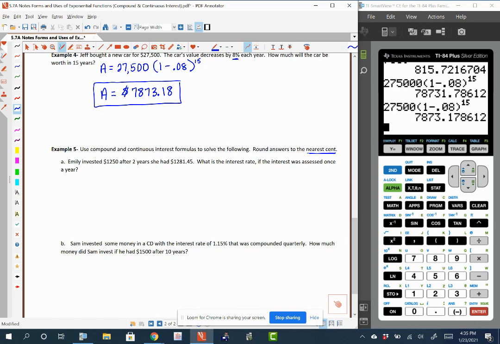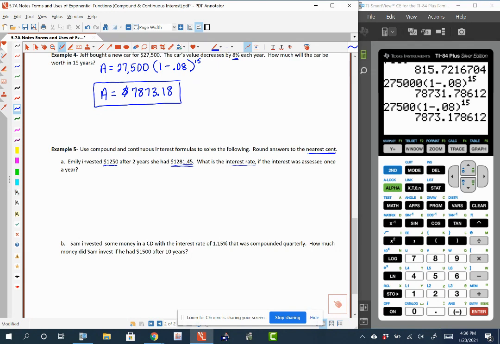So example A says that Emily invested $1,250, and after 2 years, she had $1,281.45. So kind of interesting. It told us that initial amount, but it's also given us the ending amount on this one. What it's asking for is what is the interest rate. So we're going to have to find that percent. Now it did increase. It went from 1250 to 1281.45. So I know that it's increasing.